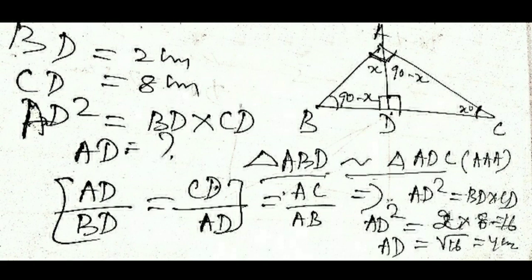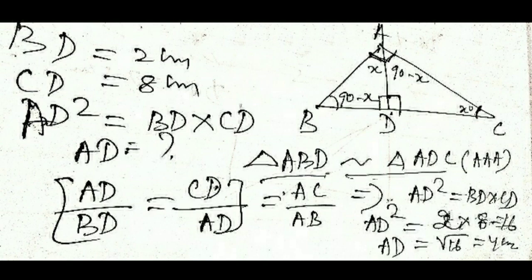Since angle BAC is 90 degrees, if DAC is 90 minus X, therefore BAD will be 90 minus (90 minus X), which simplifies to X. Therefore angle BAD is equal to X. If angle BAD is X and angle ADB is 90 degrees, again because of the perpendicular, therefore angle ABD is 90 minus X. So we can tell now triangle ADC and triangle ADB are similar by the AAA axiom of similarity.